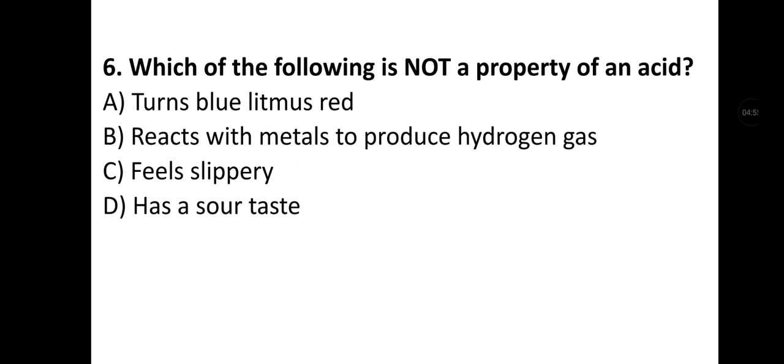Question number 6. Which of the following is not a property of an acid? Go through all the options. A, turns blue litmus red. B, reacts with metals to produce hydrogen gas. C, feels slippery. D, has a sour taste. Except feels slippery, all other options A, B and D are properties of an acid, whereas C, feels slippery, is a property of a base. So the answer is option C, feels slippery.